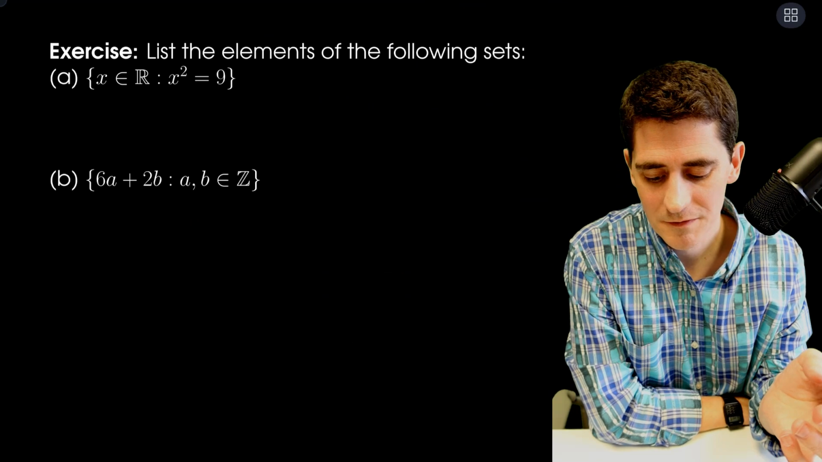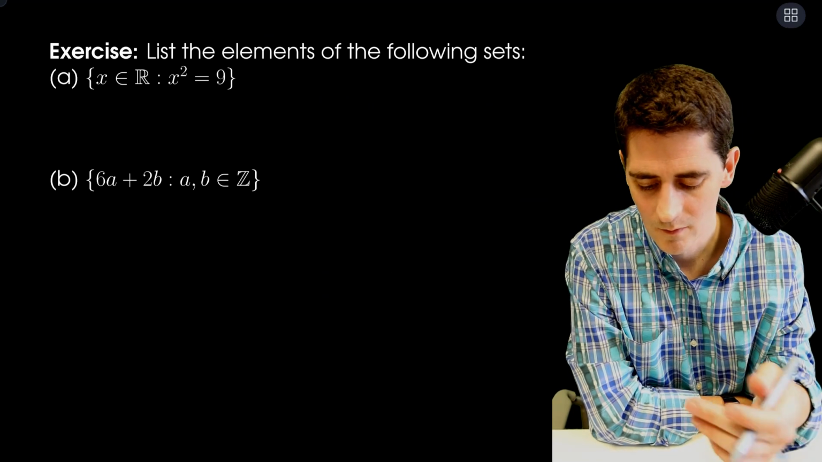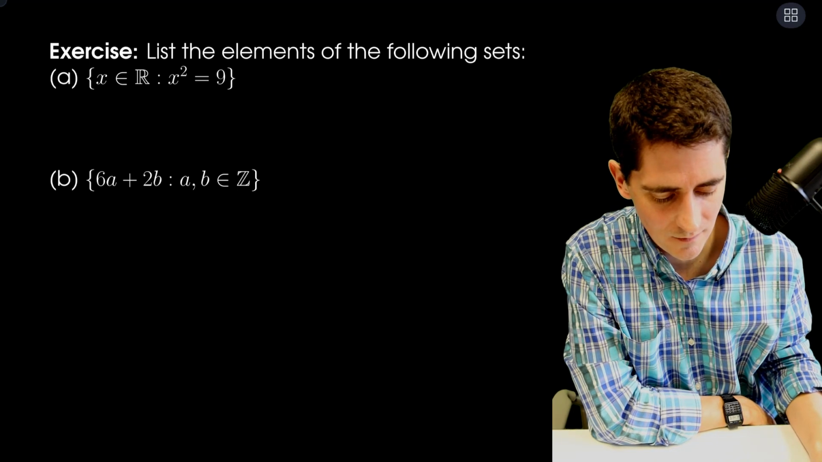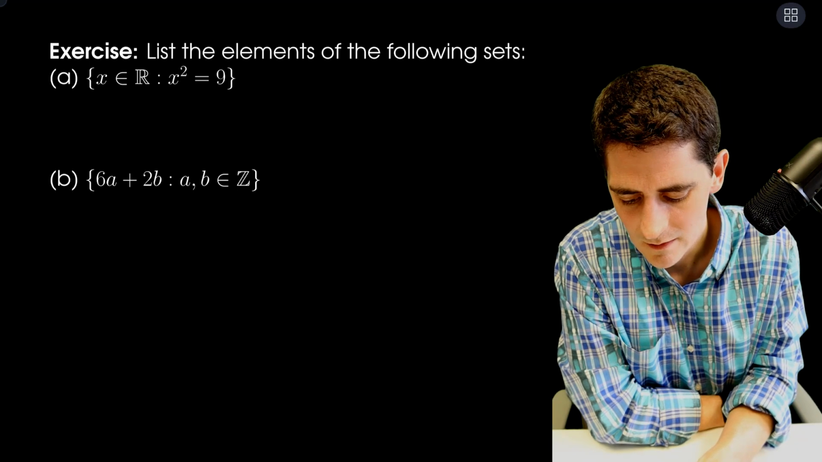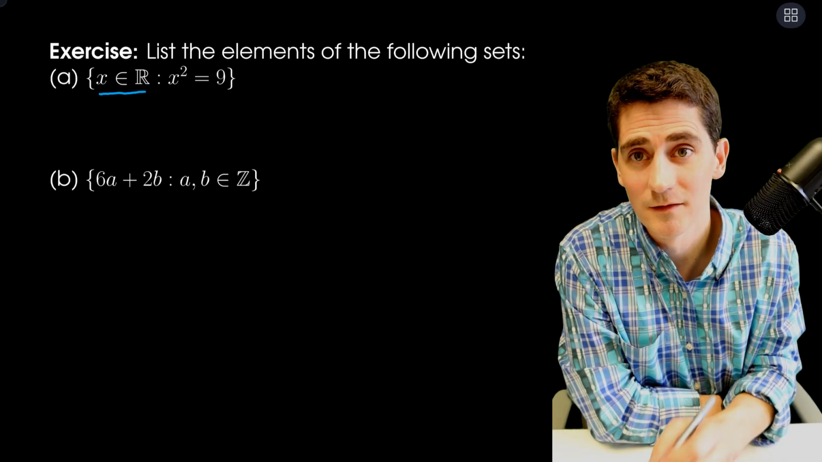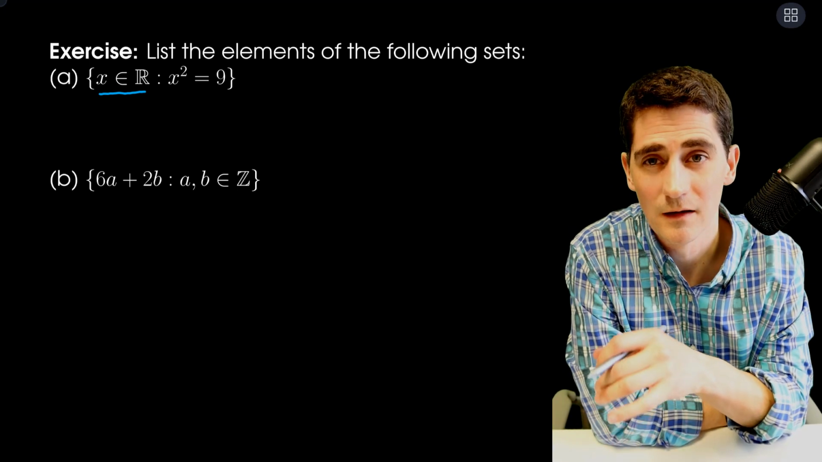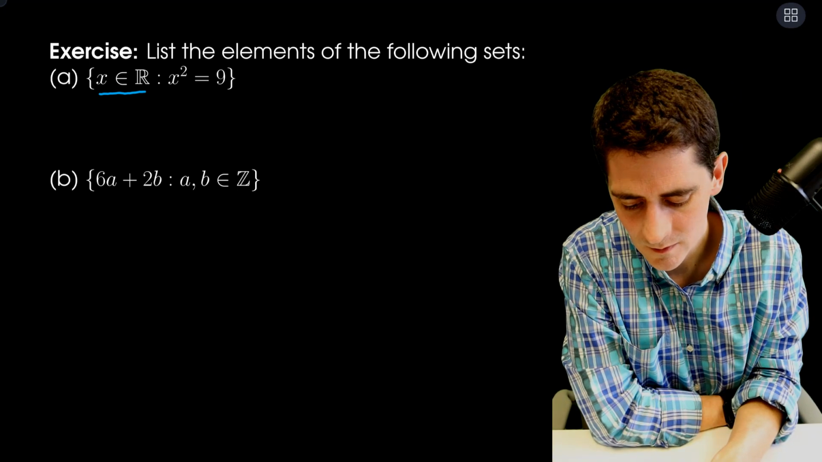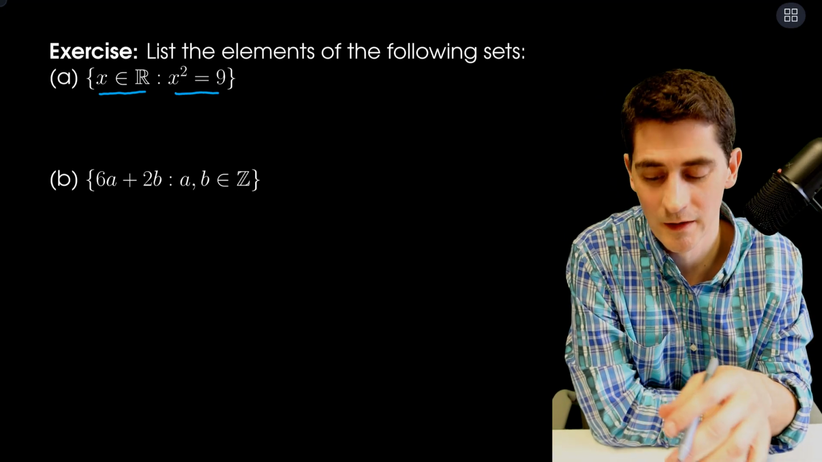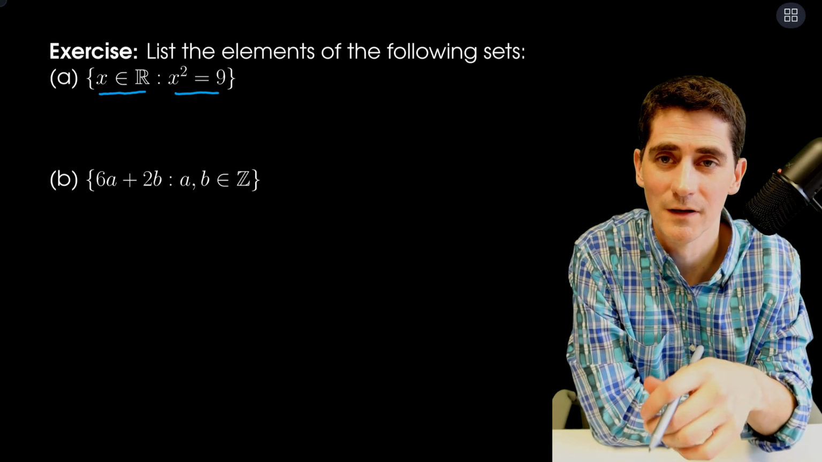All right, so here I have a couple of exercises. I want to list the elements in the following sets. And the first one says, hold on, I've got to read what this means. It takes a little bit of practice, but let's look. It says the things in this set look like X, where X is a real number. And then this part is a property that they satisfy. So the real numbers in this set satisfy X squared equals 9.